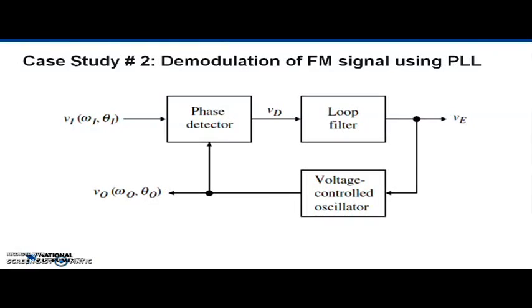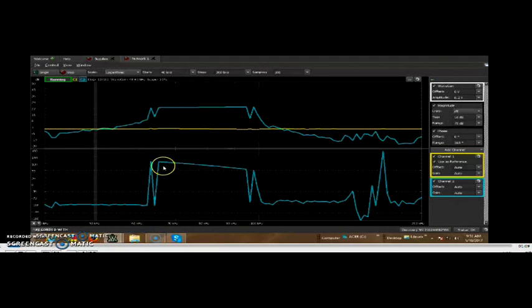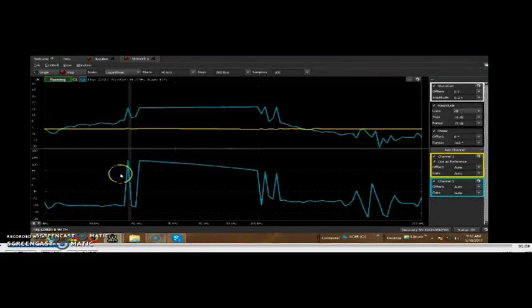We have considered demodulation of an FM signal using PLL. This is considered to be one of the complicated experiments, as students find it difficult to find out the lock range and capture range, which is essential to demodulate the FM signal. But using the portable lab, with the use of Bode analysis, it is very easy to find the lock and capture range of the PLL, and it has also given scope for students to vary the Bode plot of the PLL for a particular time constant of the loop filter. This is for a reduced time constant of the loop filter.